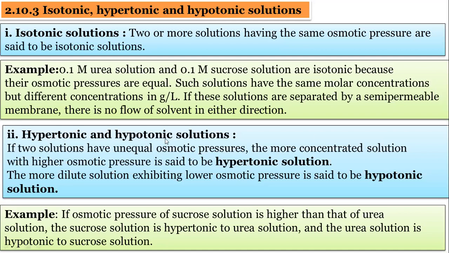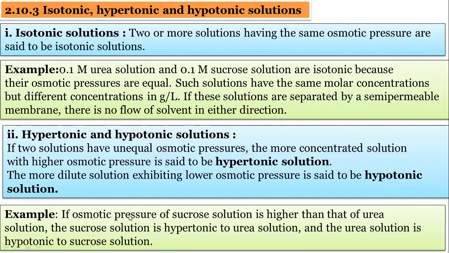Then I am coming to hypertonic and hypotonic solutions. Hyper means more and hypo means less. So when two solutions have unequal osmotic pressures, the more concentrated solution with higher osmotic pressure is said to be hypertonic. In hypertonic solutions, osmotic pressure is more, and the dilute solution exhibiting the lower osmotic pressure is said to be hypotonic. So when the osmotic pressure is the same, it is isotonic. When a more concentrated solution has higher osmotic pressure, it is hypertonic. And the dilute solution with the lower osmotic pressure is hypotonic. So these three definitions can be asked in the examination.